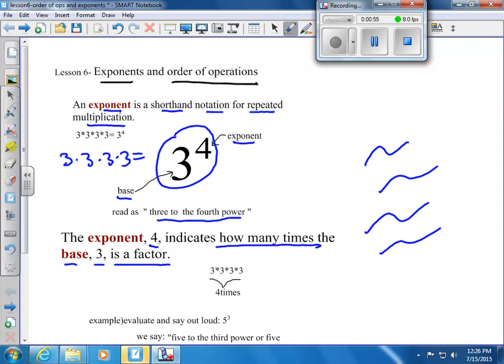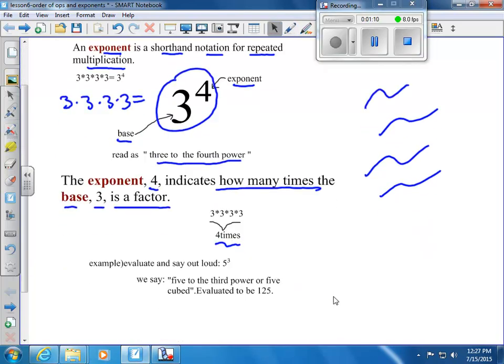So, when we say 3 times 3 times 3 times 3, I like to think of it as 3 times itself. That repetition occurred 4 times, right? So then you can say 3 to the 4th power. Let's try this together, evaluate 5 to the 3rd. We can say 5 to the 3rd power, or we can say 5 cubed.